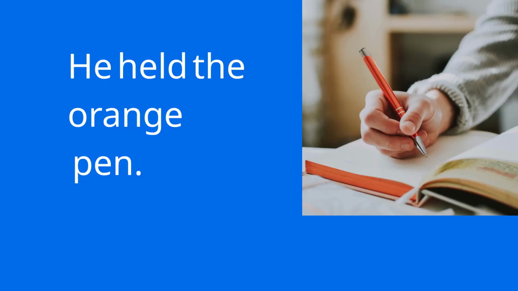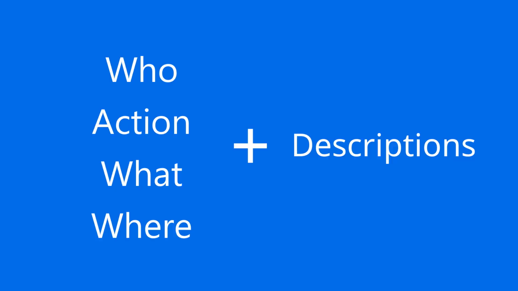He held the orange pen. Now we have the what, pen, plus a description, orange. They went to the cake shop. Now we have the where, shop, plus a description, cake. So now our sentences can include who, action, what, where, and descriptions.